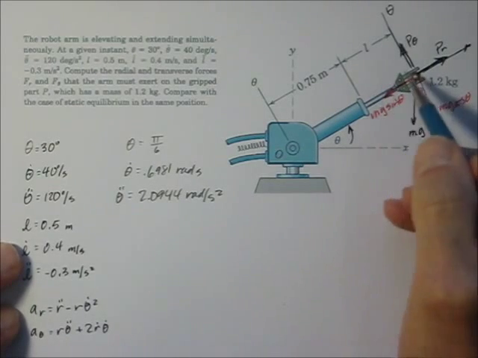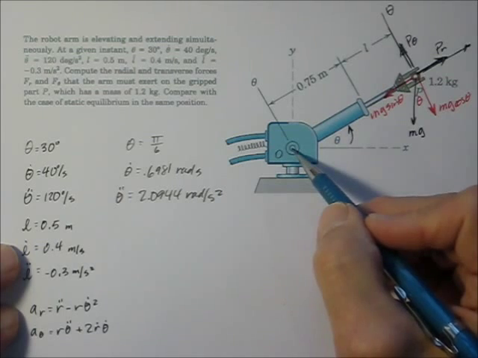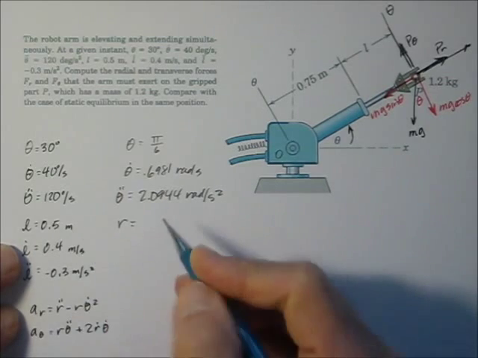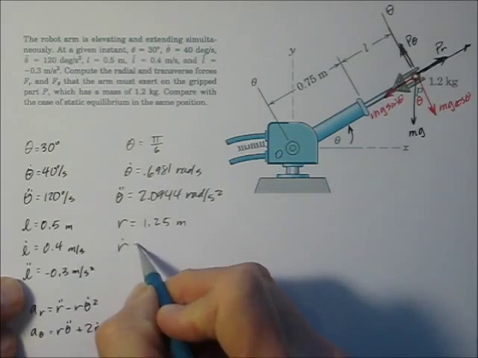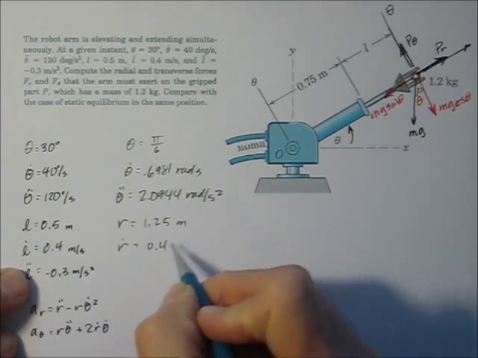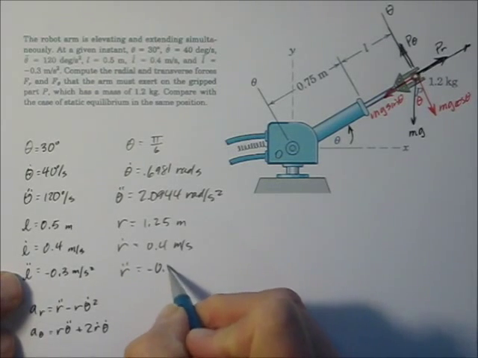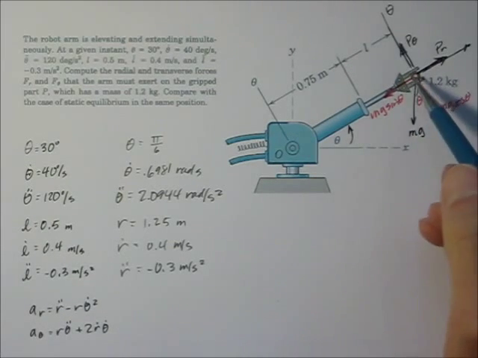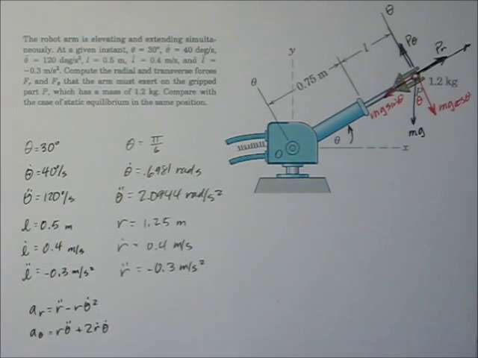L is this distance, but we need to have this in terms of r, and r is the position from the end. So I'm going to say that r is equal to this 0.75 plus the 0.5, so that'd be 1.25 meters. R dot is going to be the same as the L dot, so that is 0.4 meters per second, and R double dot is equal to negative 0.3 meters per second squared. In other words, the change in the total length is defined by this L dot, and so those are the same for R dot and L dot.